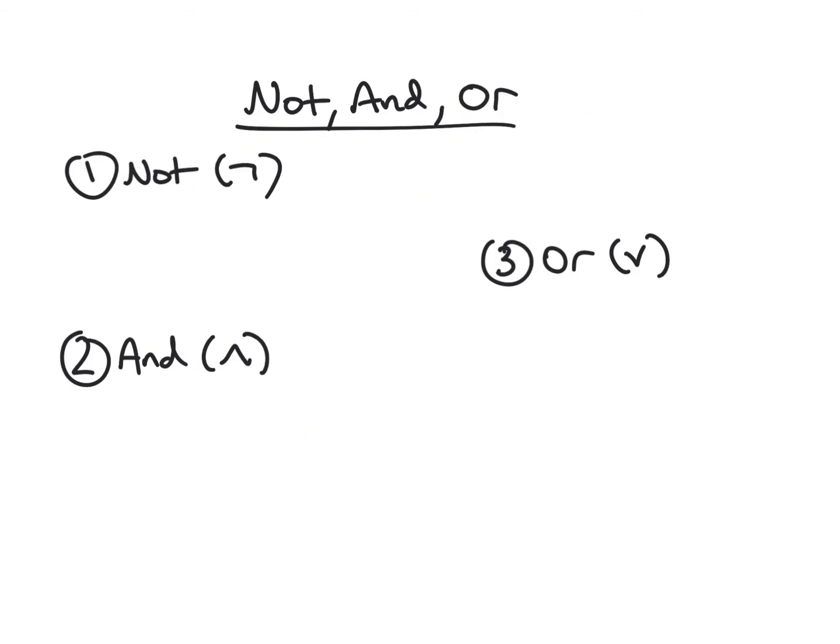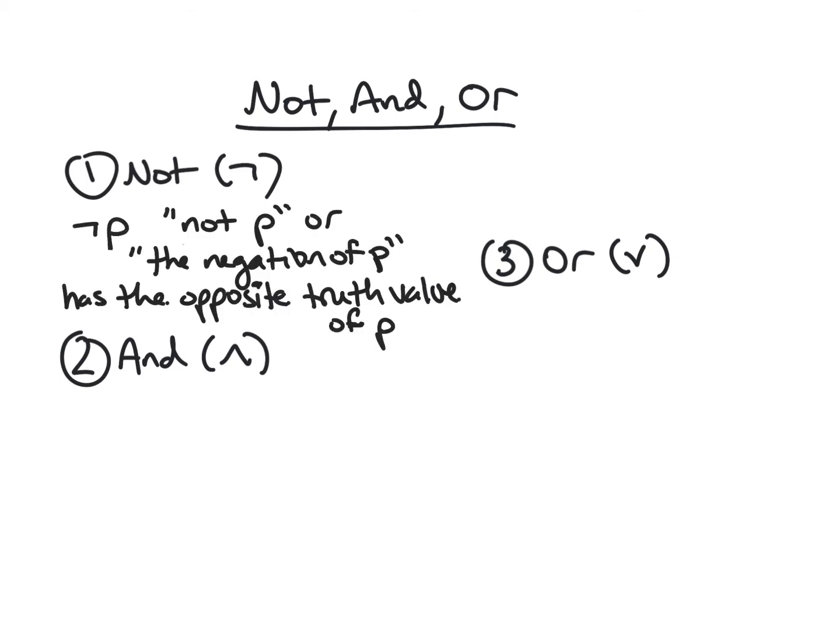So now that we feel hopefully more comfortable with just what a proposition is, let's look at some things we can do to form new propositions. Okay, so not, and, or are operators that we can use to make propositions into new propositions or to combine propositions. So first let's look at not. So we use this symbol to write not P, or we'll call it the negation of P. And all this means is that it has the opposite truth value of P, right? So if P is true, not P is false. If P is false, then not P is true.